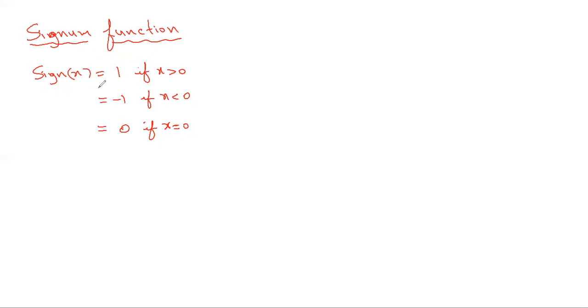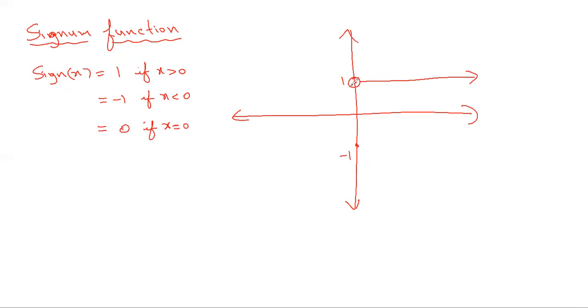So if you draw the graph of it, you can see the graph like this. This is 1, -1. The empty circle indicates that this point is not included, because at 0 the image is not 1 or -1; at 0 the image is 0 itself. For all the numbers which are less than 0, the image is -1. So this is the graph of the signum function.